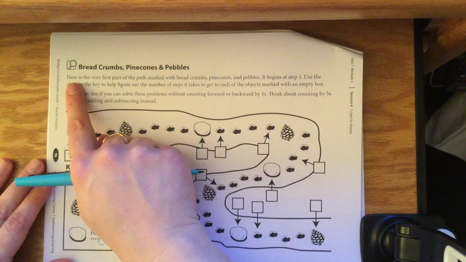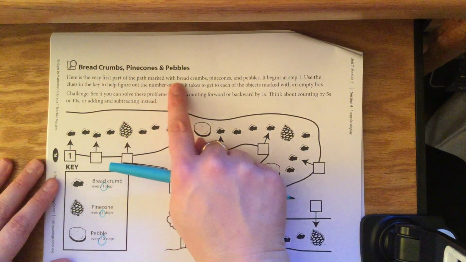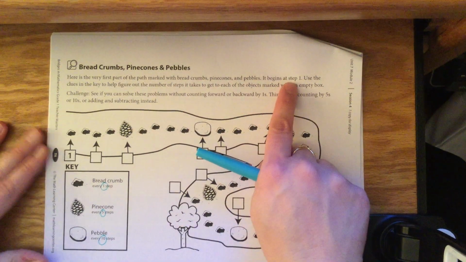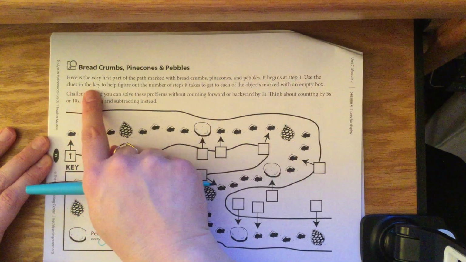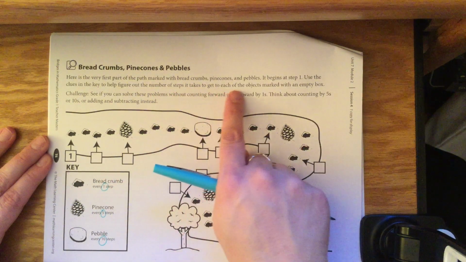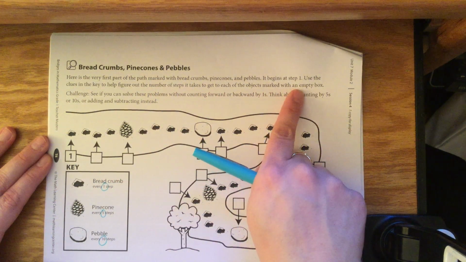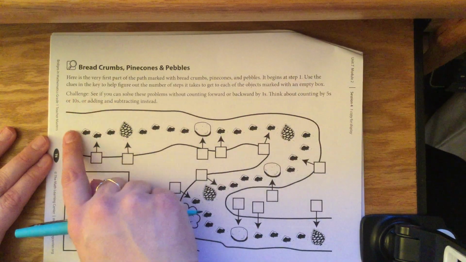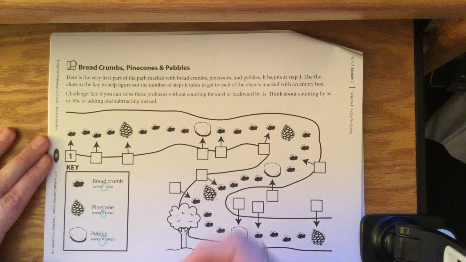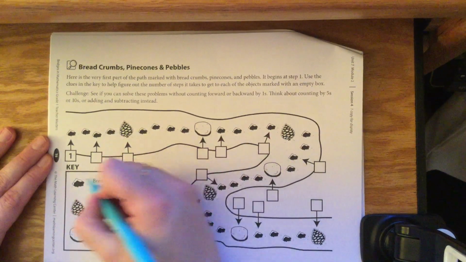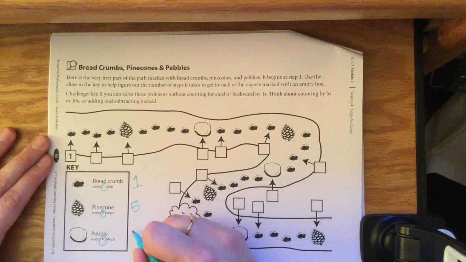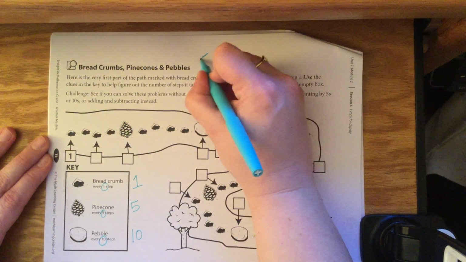So it says, here is the very first part of the path marked with breadcrumbs, pine cones, and pebbles. It begins at step 1. Use the clues in the key to help figure out the number of steps it takes to get to each of the objects marked with an empty box. So we're going to do the same thing. We're going to fill these in, but now there's an added object, breadcrumbs. So breadcrumbs are every 1 step, pine cones are every 5 steps, and pebbles are every 10 steps.